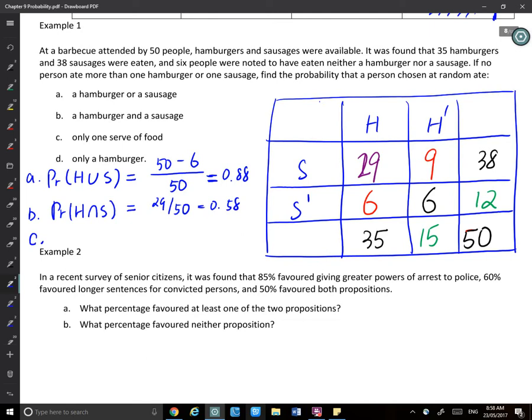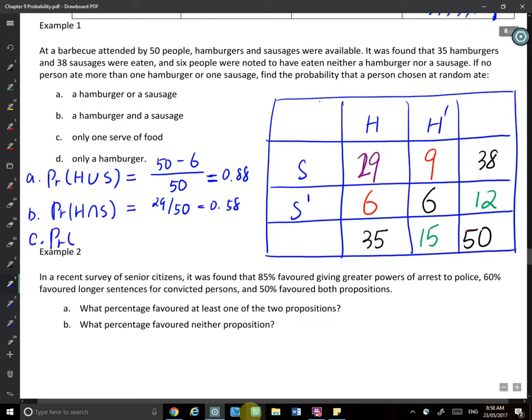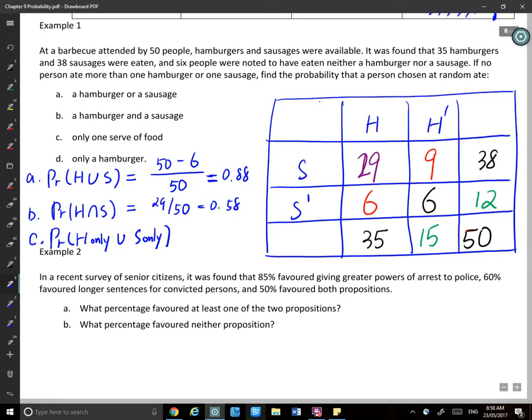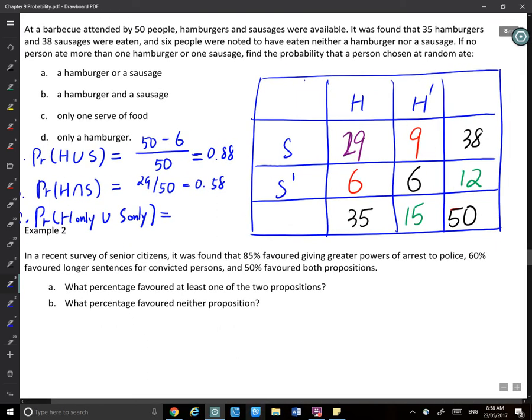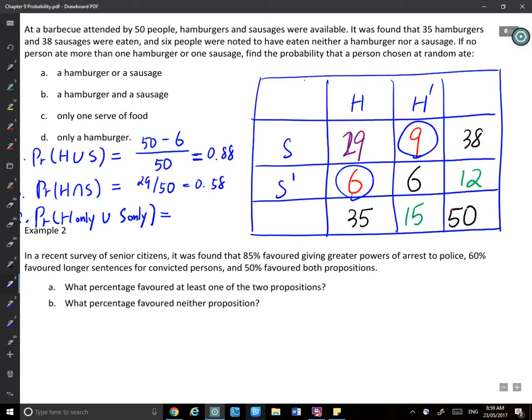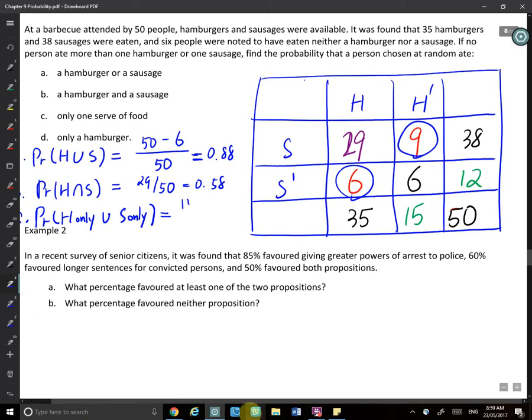Only 1 serve of the food. It's the probability of H only, union S only. Only 1 serve is only H or only S. What would that be? Only H or only S will be the 6 or this 9. H intersects S dash gives you H only. S intersects H dash will give you S only. Then those two numbers will be only one hamburger or only one sausage. So it's 15 over 50, which is 0.3.